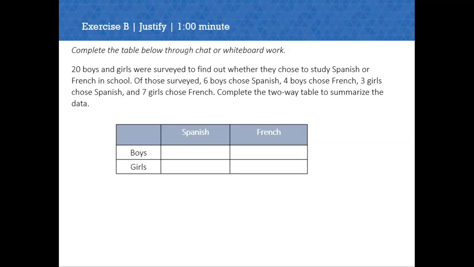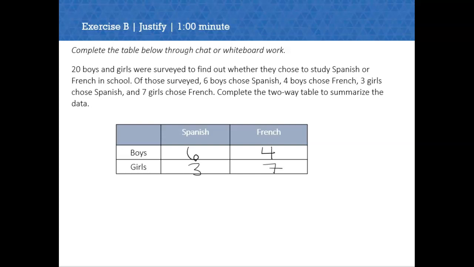So we're just setting up this table so it's easy to read how many of each did the survey. So 20 boys and girls. Of those surveyed, 6 boys chose Spanish. So boys, Spanish, so this is 6. 4 boys chose French, so boys, French. 3 girls chose Spanish. And finally, 7 girls chose French. So this is a two-way table that summarizes this data.